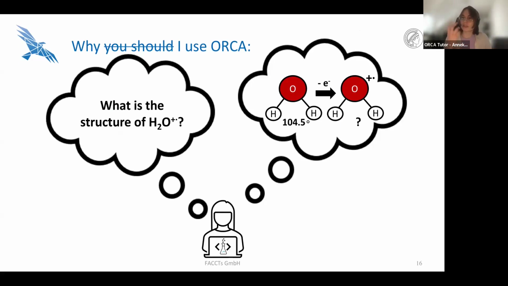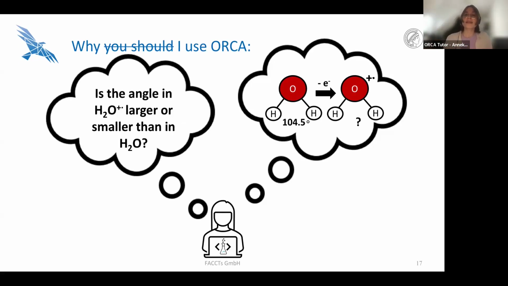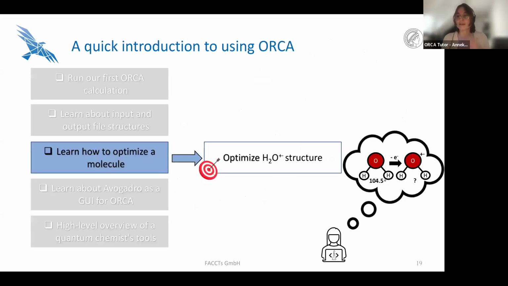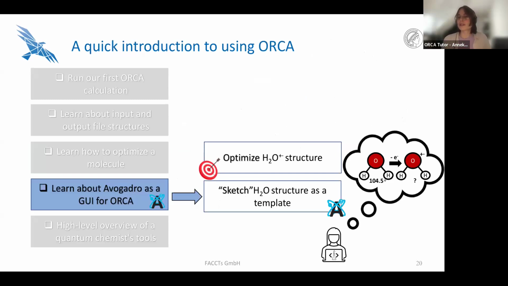And I could wonder what the structure is. But as in life, it's always really important to not have the right answer, but often the right question. I think this question is quite broad and I want to specify it a little bit more. What I'm really interested in here is: is the angle of my water radical larger or smaller than in my neutral water molecule? So how can I find that out? I can answer that question by running some calculations, specifically one, and that is the one where I'm optimizing a water radical. To do so, I have to draw a sketch first of a water molecule, which I can then feed to ORCA so that ORCA can optimize it for me.